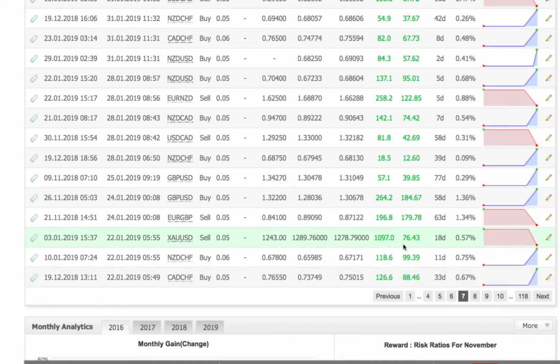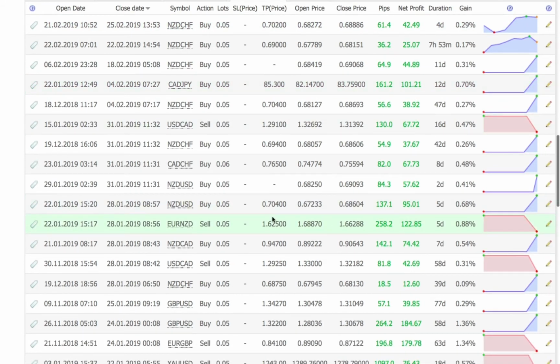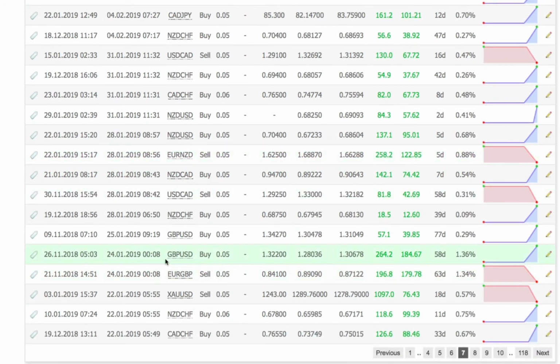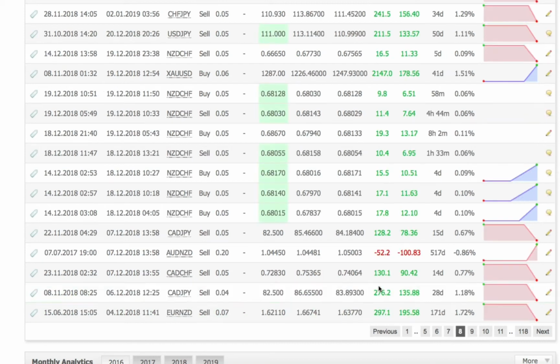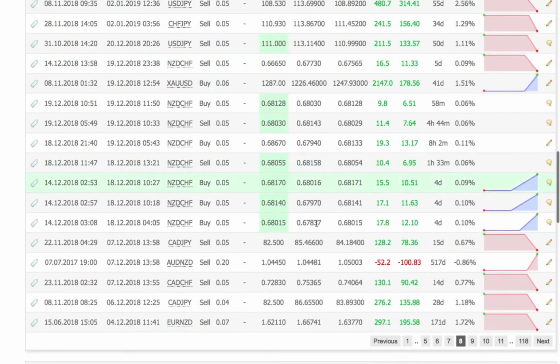I'll show you 2-3 more. I don't want to bore you with these statistics. $122 from Euro New Zealand, I sold back then. $179 from Euro Pound. Okay, maybe one more page. $212 from USD CAD. $314, a nice little trade from USD Yen. So this was a loss: Australian dollar versus New Zealand, $100. All right, that was a loss.